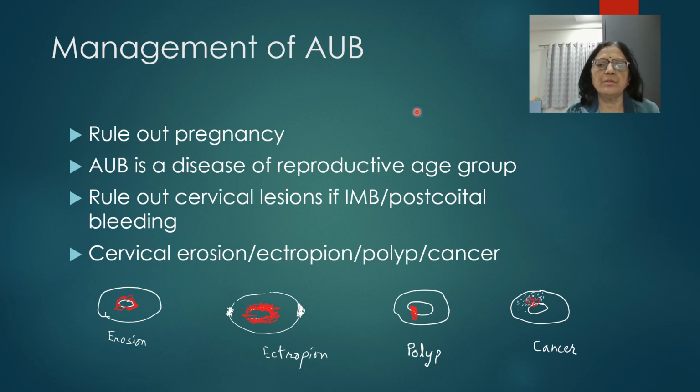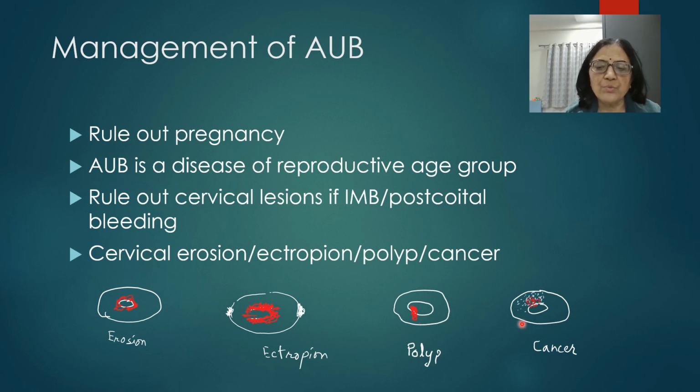The first step in the management is always to rule out pregnancy, as abnormal uterine bleeding is a disease of reproductive age group. Second is to rule out cervical lesions if there is intermenstrual bleeding or there is a history of postcoital bleeding. Various cervical pathologies which we can get are cervical erosion, ectropion, polyp, or cancer.